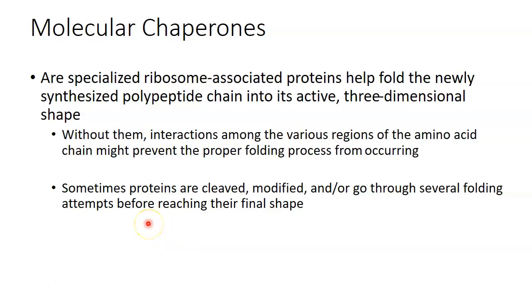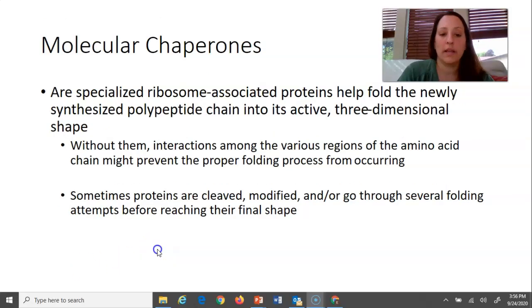Sometimes these molecular chaperones will actually be involved in cutting a protein in 2, so there's 2 actual proteins from one mRNA transcript, or some other modification like adding a carbohydrate. And sometimes they'll take a protein that started to fold and unfold it and refold it, and there may be several folding attempts before the protein reaches its final shape. So those are called molecular chaperones. They're there to help during and after protein synthesis to make sure the protein gets folded properly.